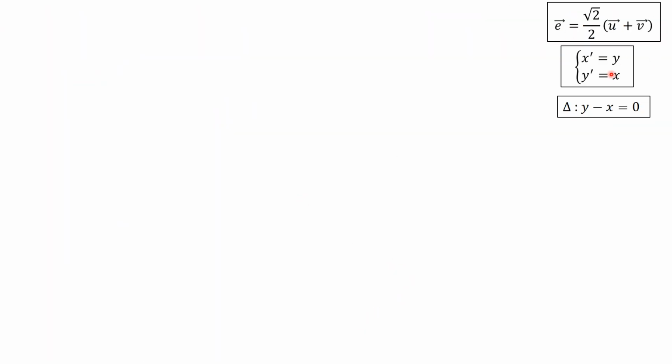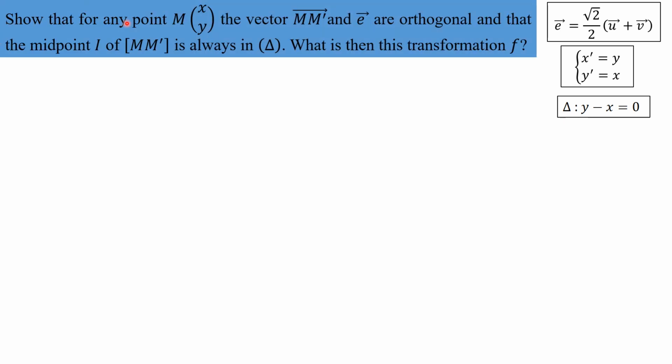Alright, so this is some useful information that we are going to use to solve the next part of the problem. So finally, show that for any point M having coordinates x, y, the vectors MM prime and E are orthogonal, and that the midpoint of the segment MM prime is always in D. Our D was all lines that are self images. What is then this transformation F?